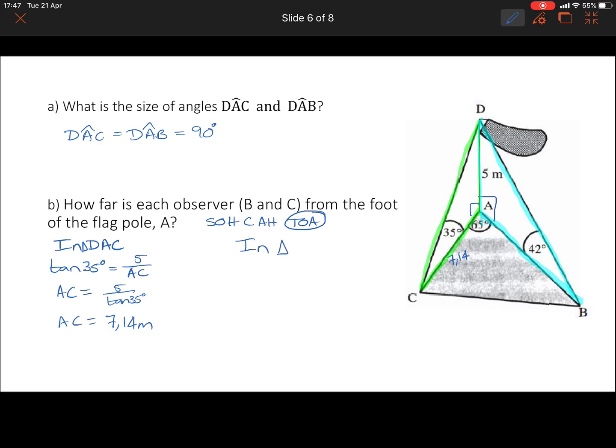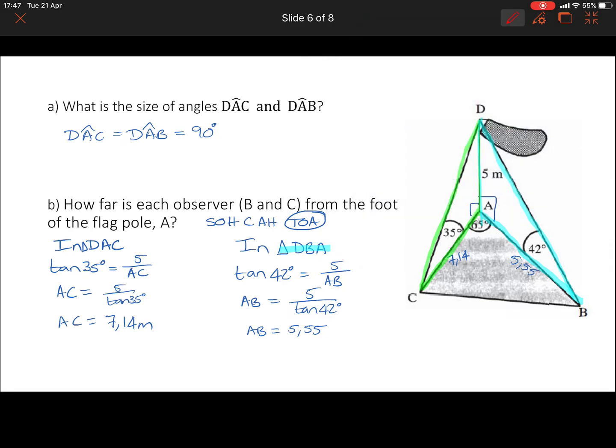In the other triangle, so in triangle DBA, again, we've got the opposite and we're looking for the adjacent, so we're going to be using tan. So this time it's tan 42 degrees is equal to 5 over AB. So AB is equal to 5 over tan 42 degrees. And if you type that into your calculator, you find out that AB is equal to 5,55. Put it in on your diagram.